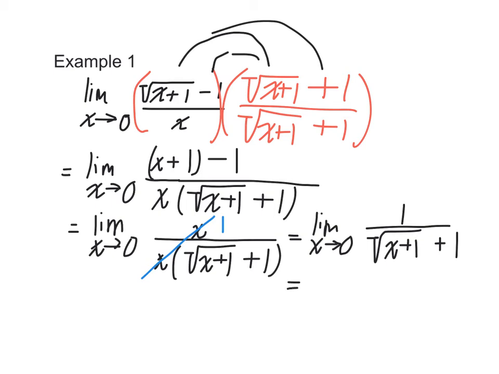So I'm going to try to put 0 in, which should work this time. We get 1 over the square root of 1 plus 1, which is a half. That's the intended height of this function. Let's look at another one.